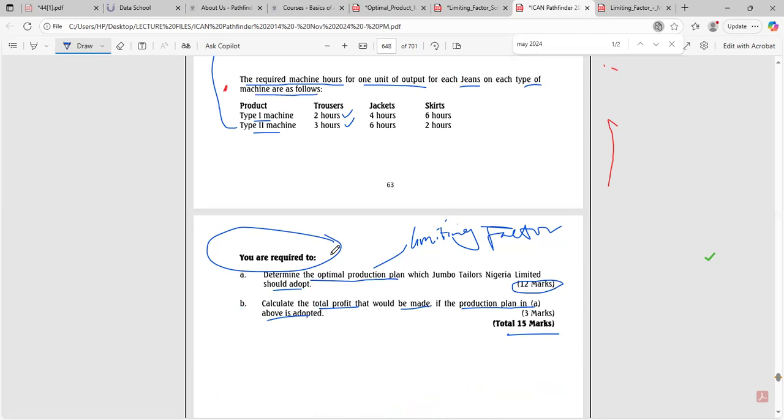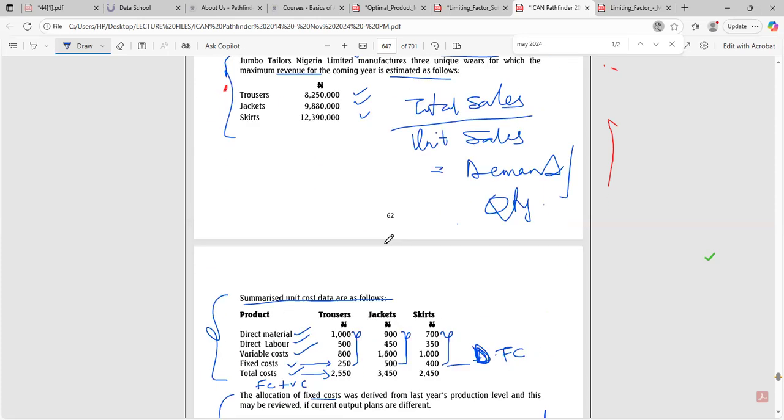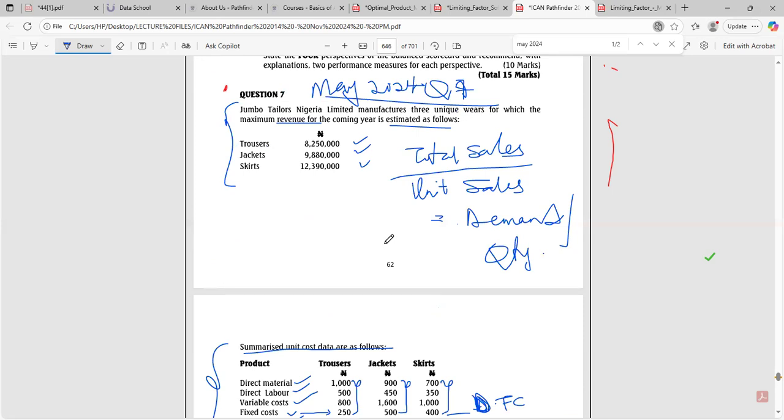Then that came out to say required: determine the optimal production plan which Jumbo Tailor Nigeria Limited should adopt. Any question regarding the explanation of this May 2024 question 7? Any challenge?